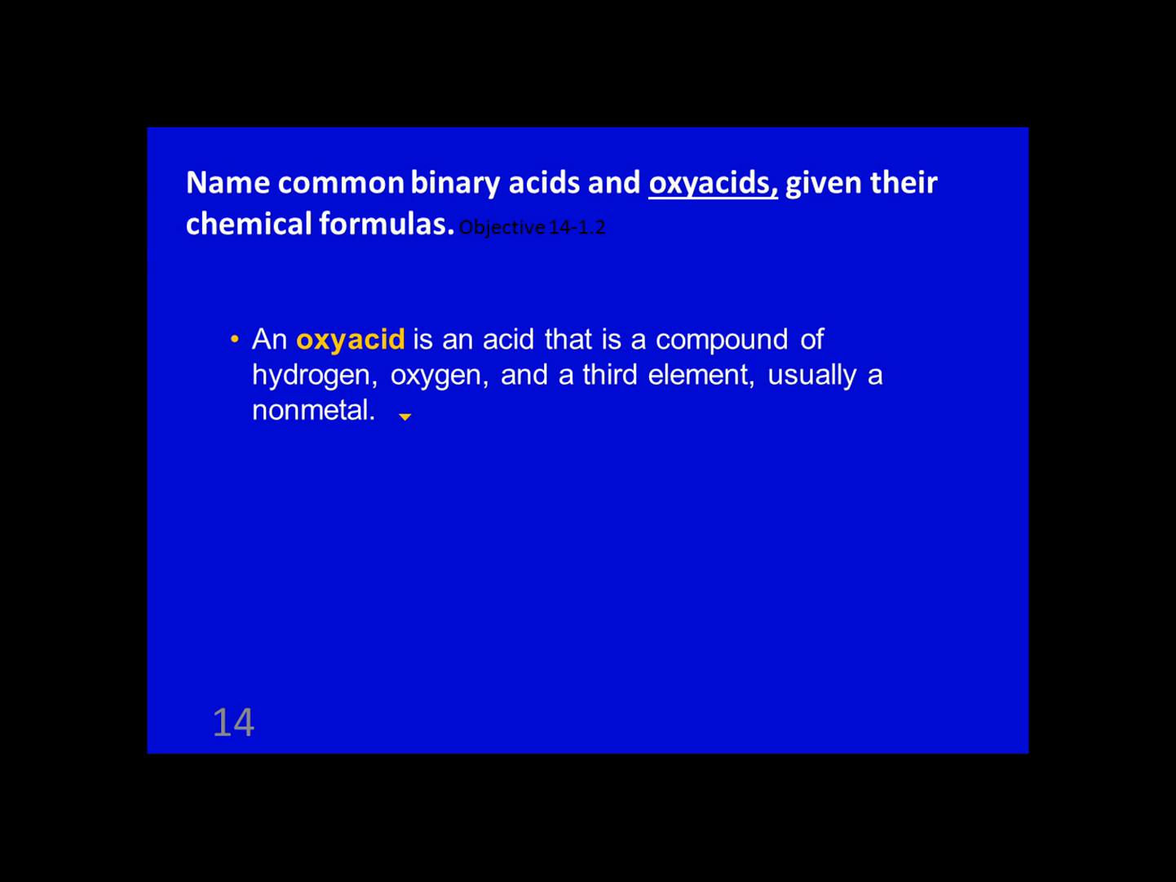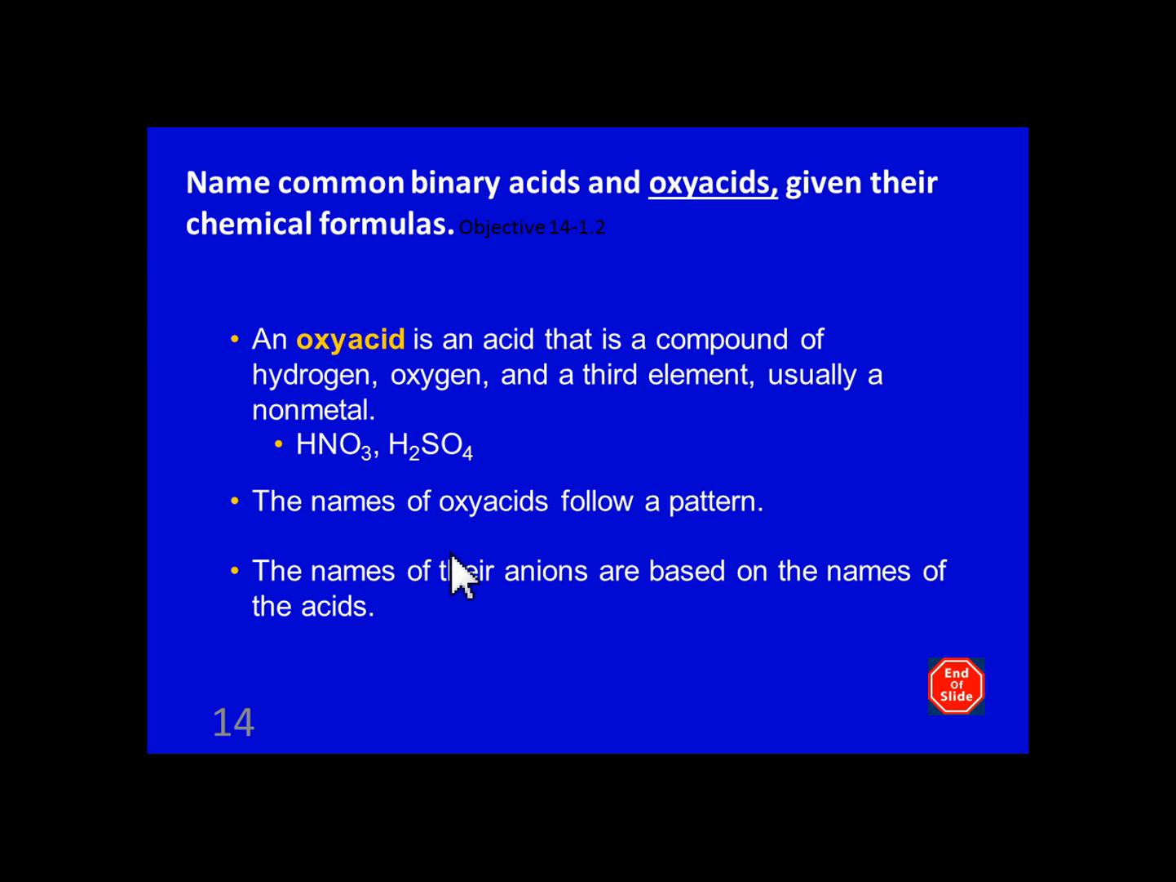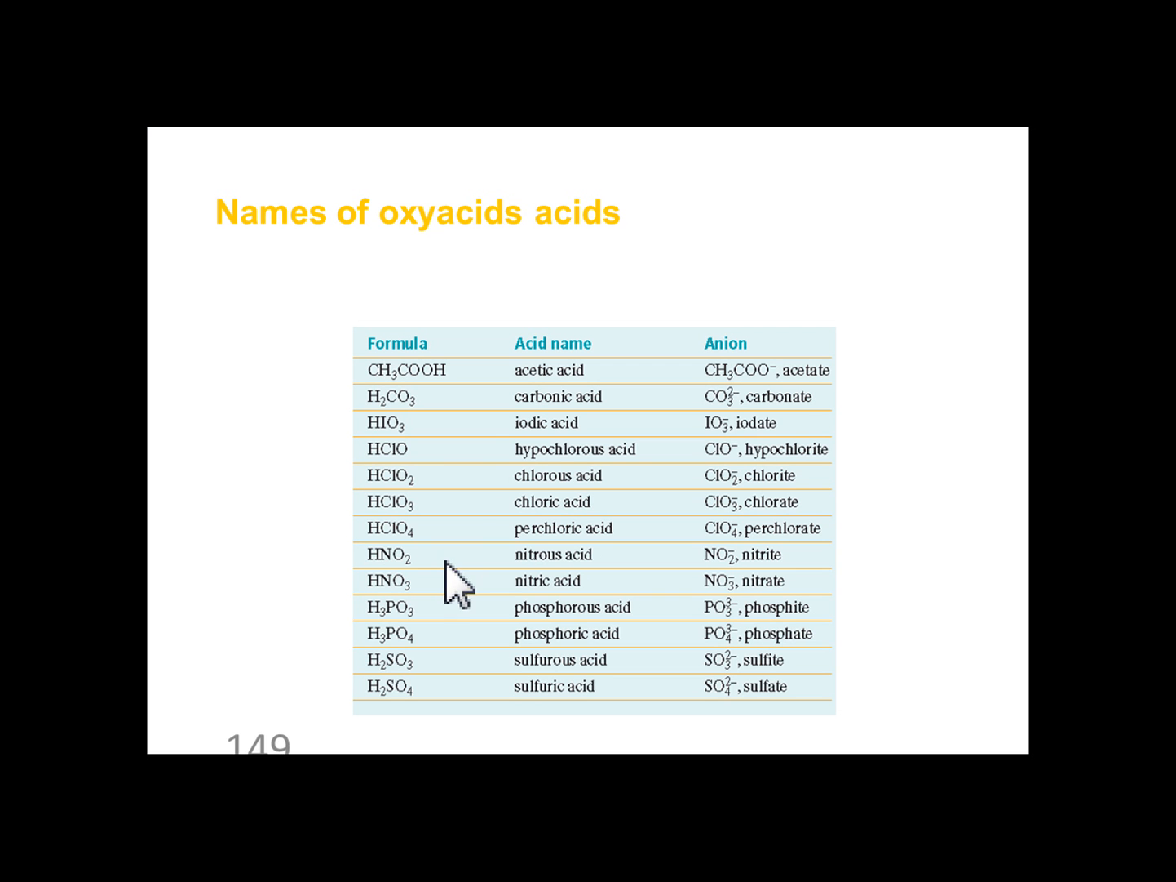Okay, an oxyacid is an acid that contains hydrogen, oxygen, and a third element, which is usually a nonmetal. So here's some of your oxyacids. HNO3, which is nitric acid. H2SO4, which is sulfuric acid. These oxyacids do follow a pattern. I'll leave it to you to see if you can figure out this particular pattern. But here's some of the common oxyacids that you should know.